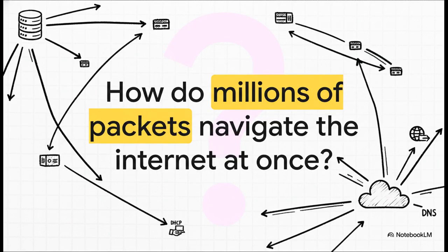So, you now know how a single packet finds its way. But think about this. How do millions of them navigate this massive global map all at once without a single one ever getting lost? That's what we'll get into in our next explainer, when we look at the amazing services like DHCP and DNS that make all of this happen automatically.